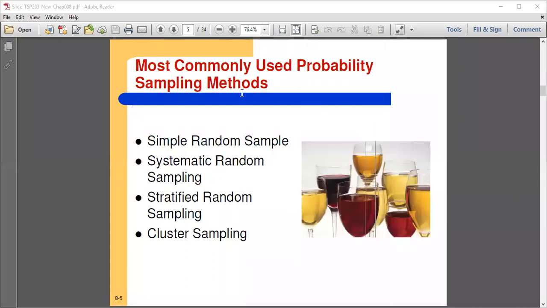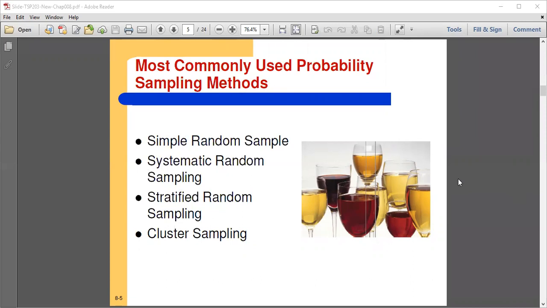Now there are some most commonly used probability sampling methods. Four are named here: simple random sampling, systematic random sampling, stratified random sampling, and cluster random sampling. We are going to discuss these sampling methods one by one.